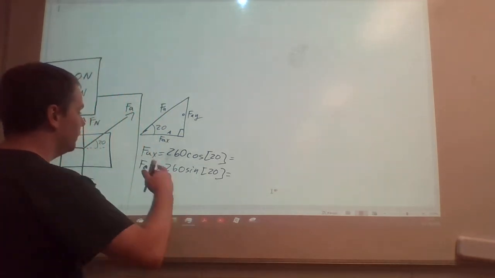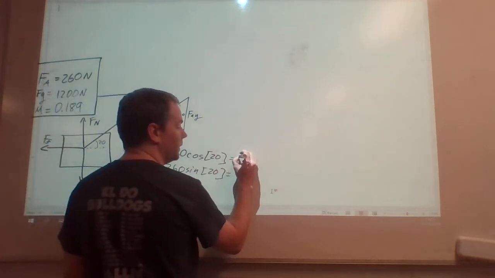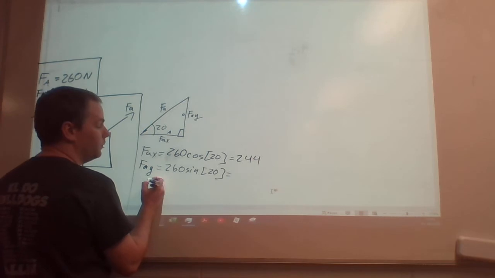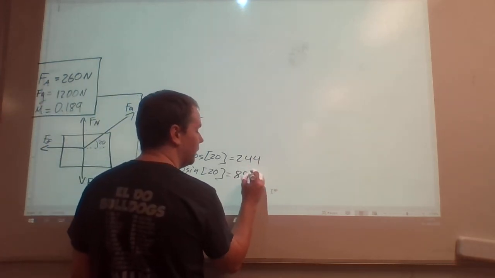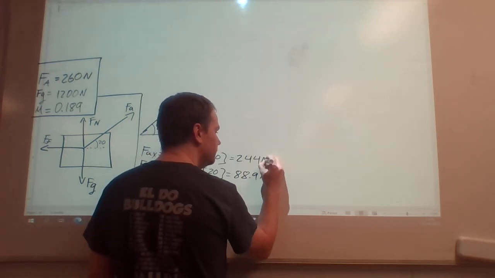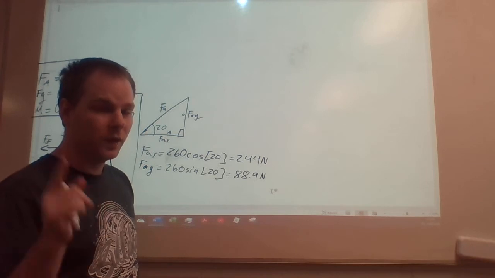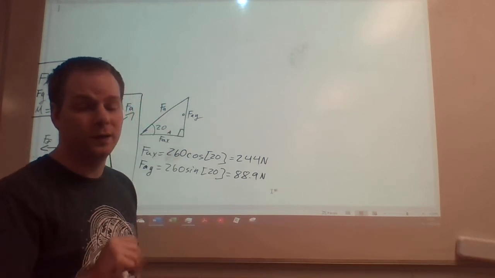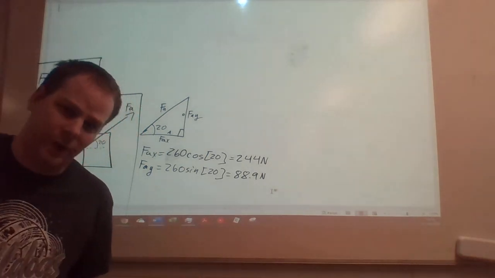So our horizontal component is still the 244, and our vertical component is still the 88.9. The difference is that the vertical component is now positive instead of negative, which is an important distinction, to be fair.